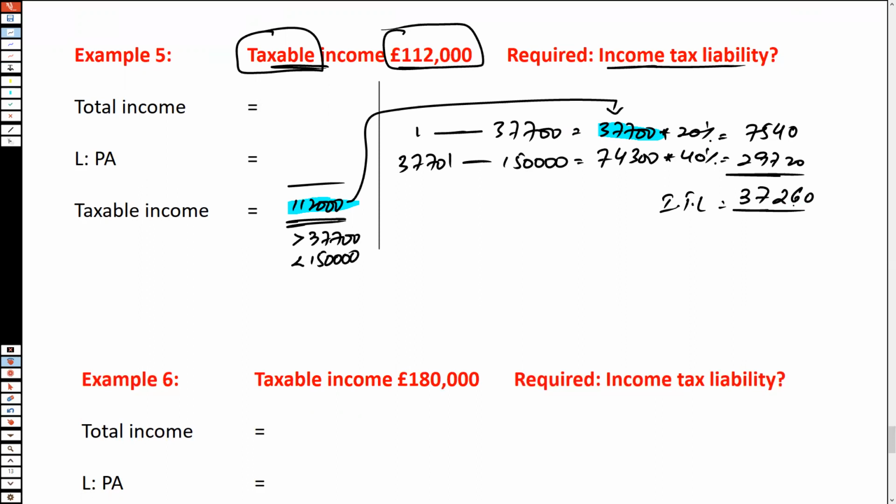37,260. It's my request to please check the calculations on your own, and please correct me if I'm wrong, and also correct me if I have calculated any amount incorrectly. The sum of these two amounts should be equal to the total taxable income of 112,000.